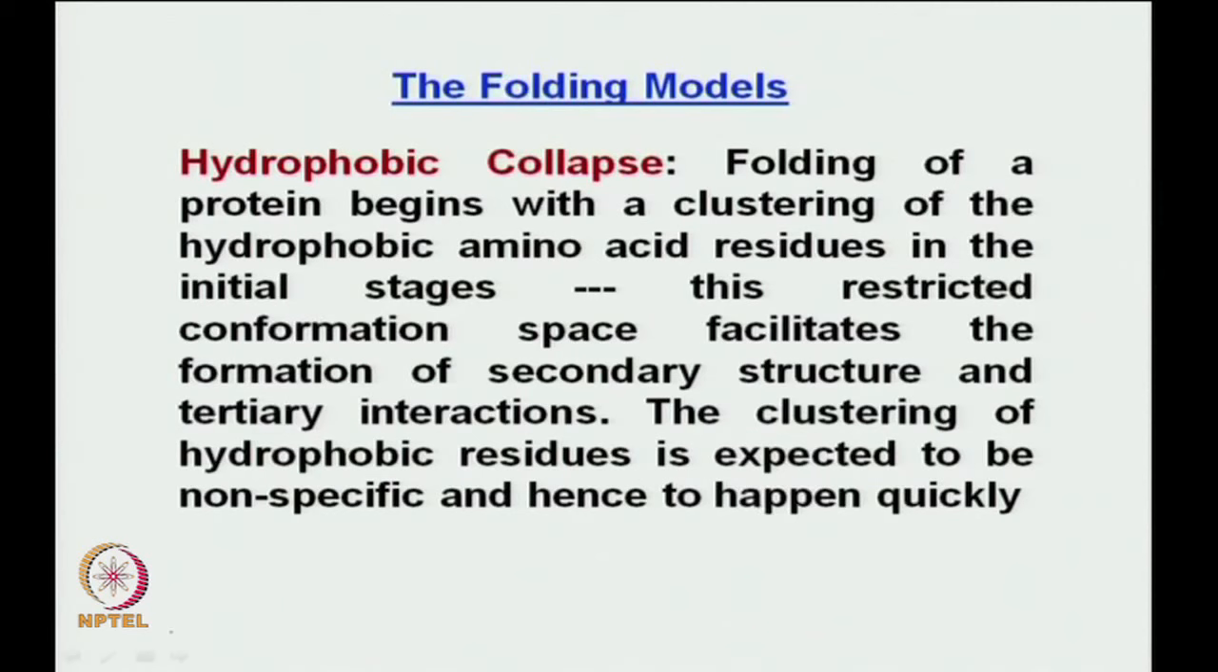It says that folding of a protein begins with the clustering of, say, a few amino acid residues in the initial stages. So, if you have some amino acid residues or side chains which are hydrophobic, at a certain point of time they will cluster together. If they cluster, they will form a small unit. The moment they form a small unit, what does it do? It says that this restricted conformation space then facilitates the formation of secondary structure and tertiary interactions.